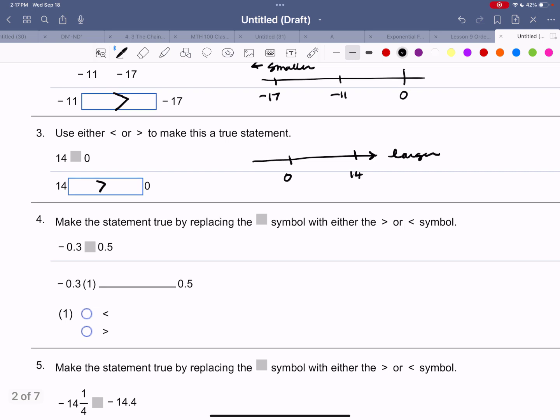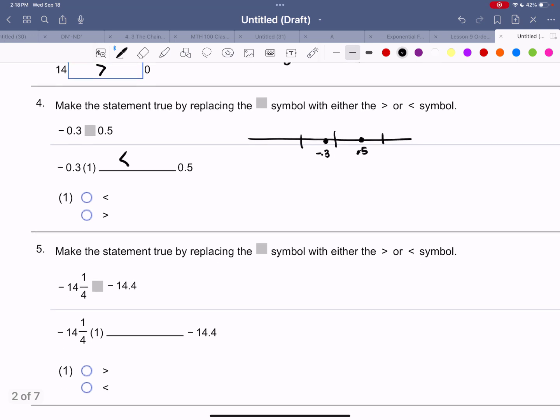Here we have a negative and a positive. The negative has to be less than a positive because your negative, no matter where it is, this is -0.3, so it's just barely past 0. And then 0.5 is halfway in right here, 0.5. But all that really matters is a negative is always going to be less than a positive because it's farther to the left. So -0.3 is less than 0.5.